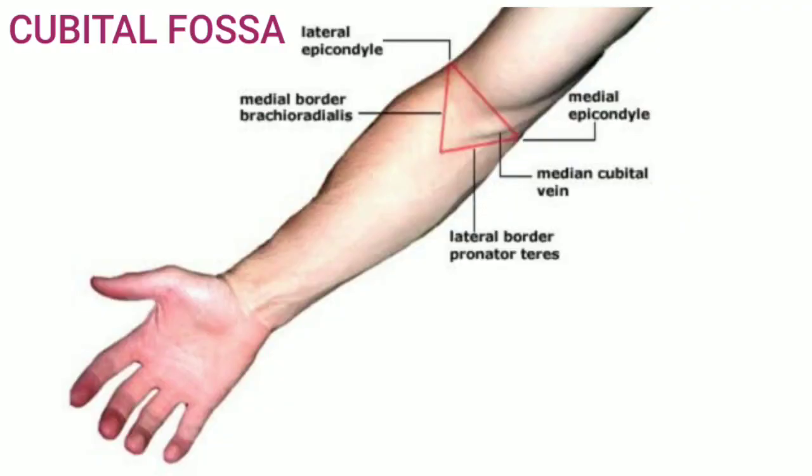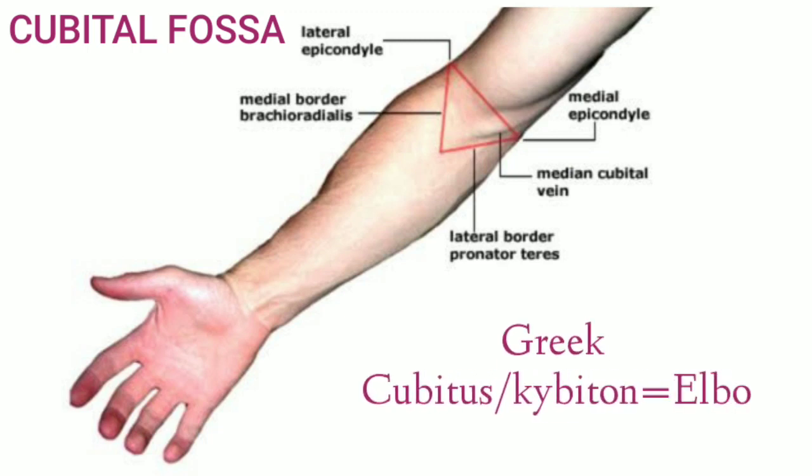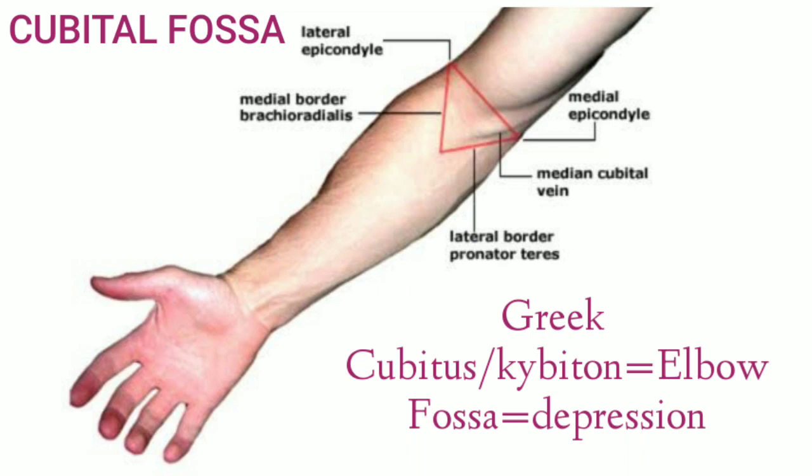In this video, we are going to discuss the cubital fossa. The term cubital fossa is derived from a Greek word, kubiton or cubitus, which means the elbow, and fossa means depression. So we can say that it is a triangular hollow depression in front of the elbow. As you know, a triangle is made up of a base, apex and its borders. The base is horizontal and directed upwards, apex pointed downwards.